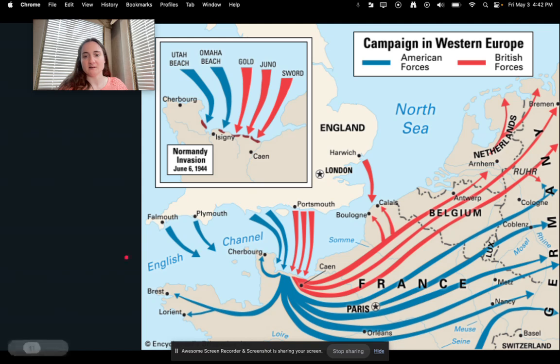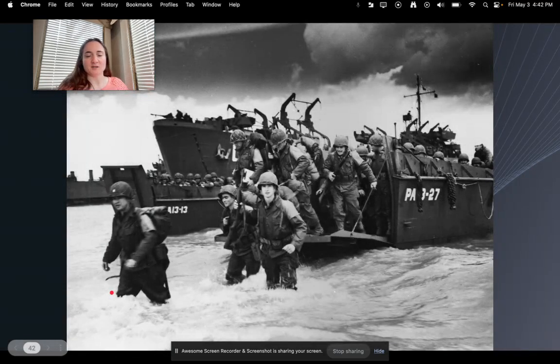Okay. So you can see, again, the troops moving into the beaches and then across France and pushing Germany back. So here's some photos of D-Day. So you can see these soldiers here. So they would come in these boats.